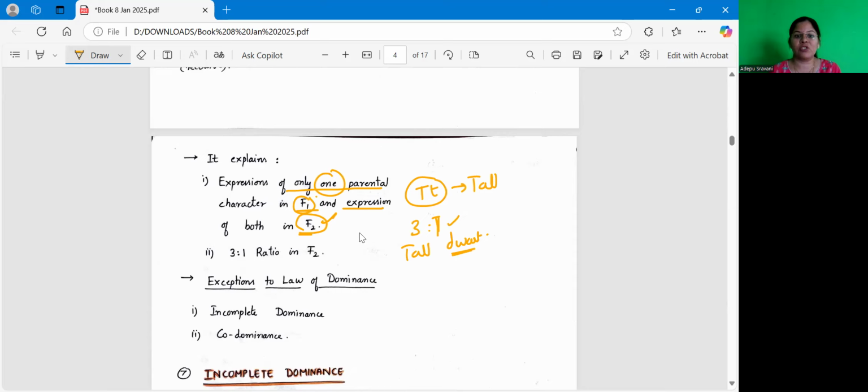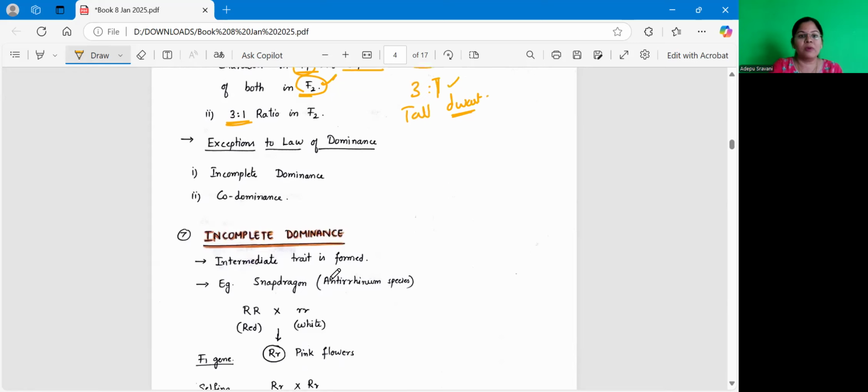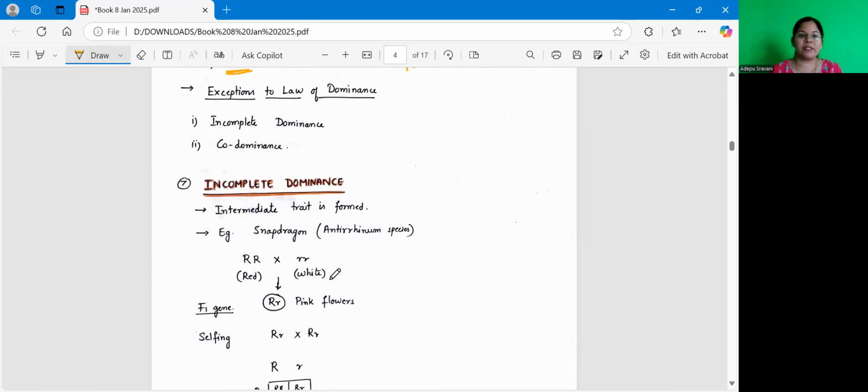And what is the ratio there? 3:1 is the ratio in F2 generation. So this is all about the law of dominance. Now, for the law of dominance, we have a few exceptions. What are those? We have 2 exceptions. One is called incomplete dominance, the other is codominance.